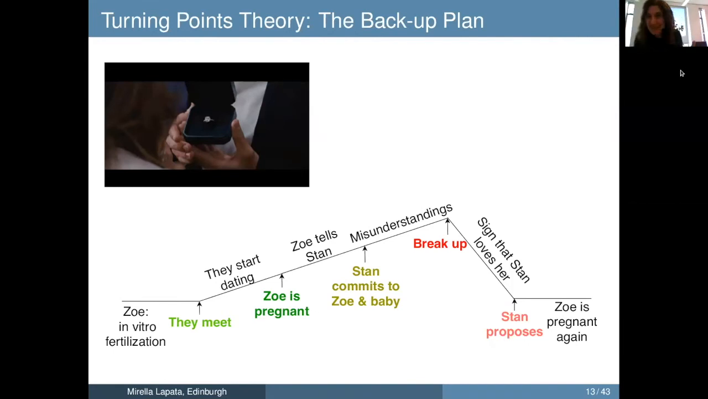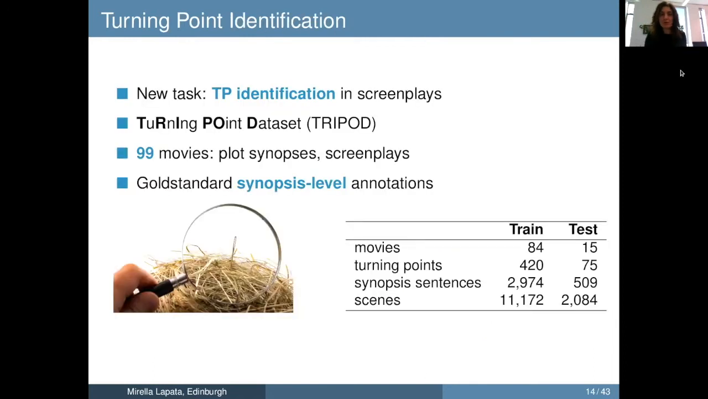So our task here, what we want to do, is to be able to identify these turning points in a screenplay automatically, and later on use them in video as well as text to be able to create a summary of the movie that somebody can watch. So this task, it turns out, is relatively new. Nobody has tried to automate these turning points before.